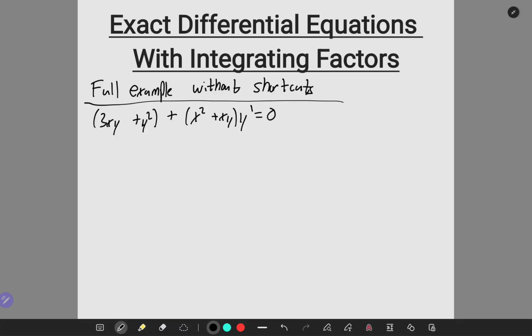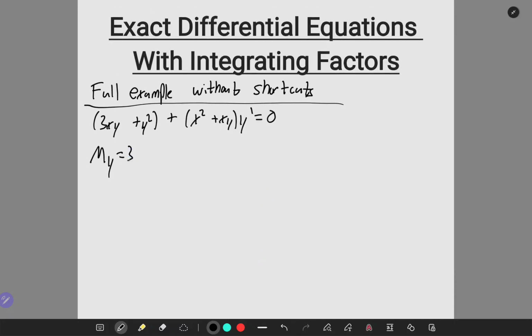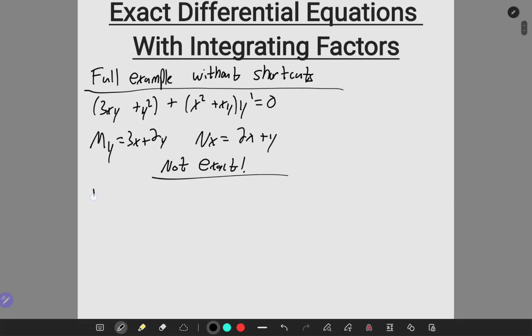So M of y is 3x plus 2y. N of x is 2x plus y. Well, those aren't equal, so it's not exact, right? So now this is where it changes. So it's not exact.